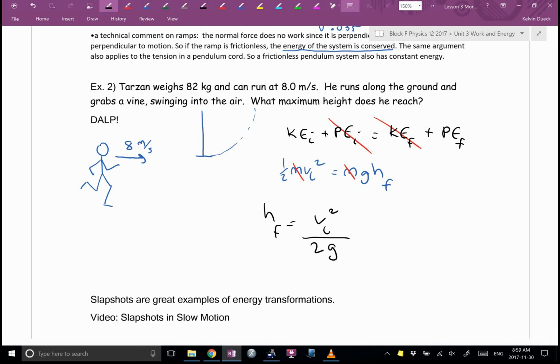Yes? Okay. What was vi? 8 squared divided by 2 times 9.8, which is what? This will be the height. I can almost do this in my head. It's going to be 32 divided. It's going to be right around 3.3, 3.4? 3.26, 3.3. I got the 2 sig figs.